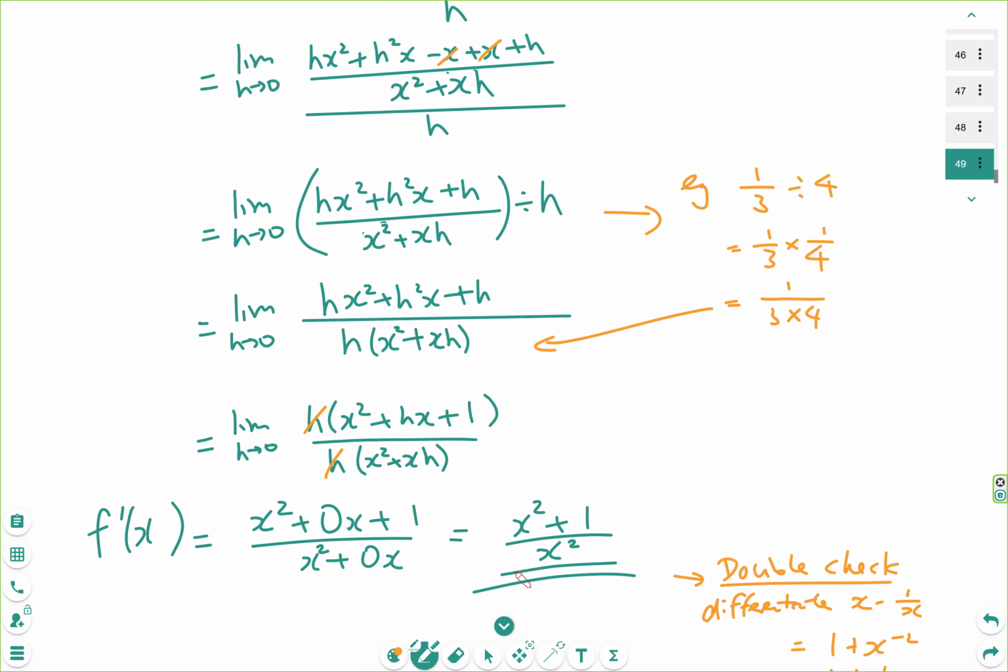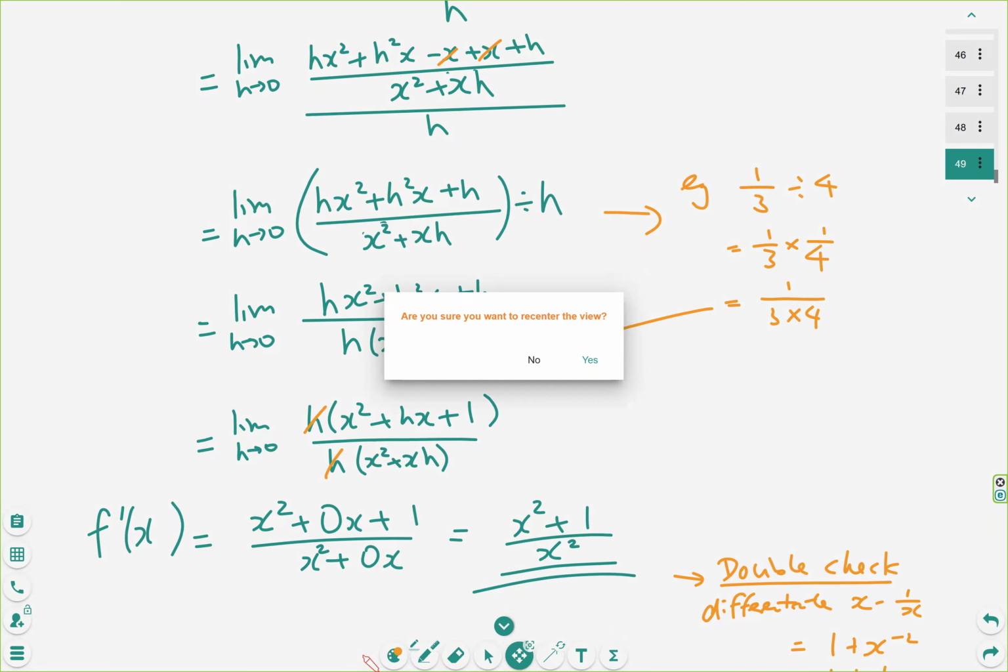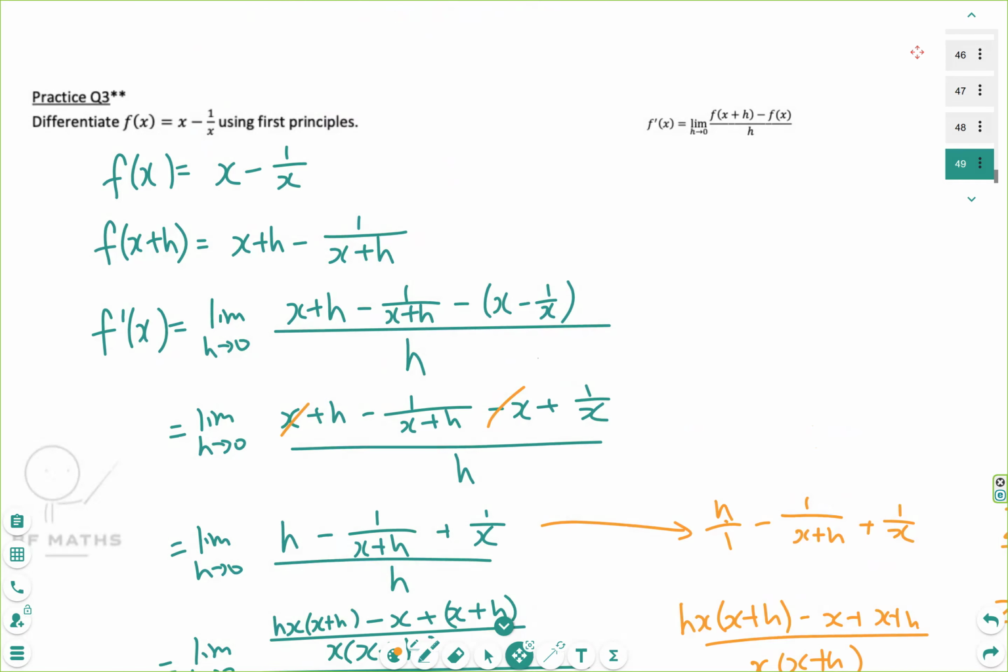Now again, do I see this in your exam? Probably not, but it's very good practice on the algebra side. Okay, and that's the end of the differentiation chapter.